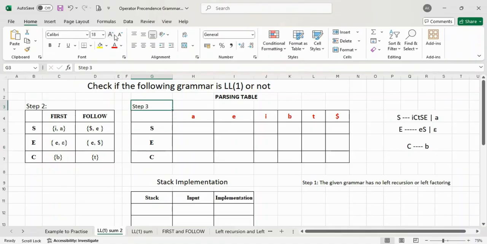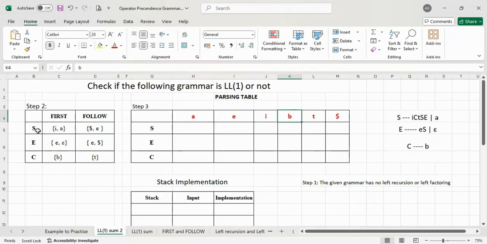The third step is to create the parsing table. So we know that the rows will have the variables which are on the left hand side of the grammar, and the columns will be having all my small letters, that is my terminal symbols, that is A, E, I, B, T in this grammar, and an extra column for dollar is added. Now how do I fill these cells?